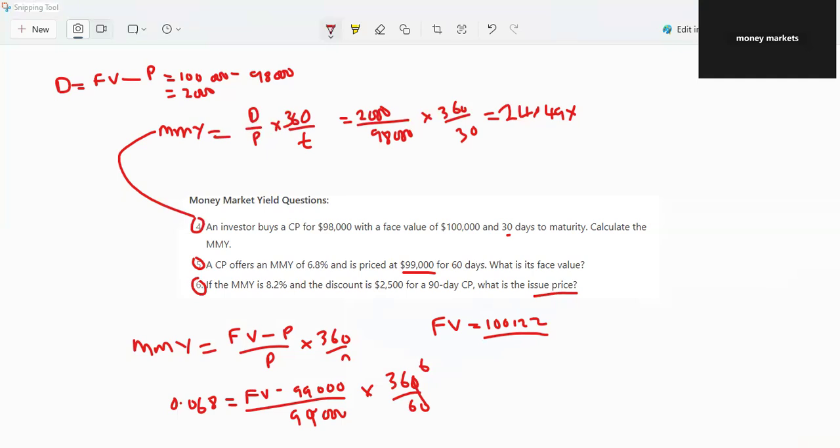So what are we given here? We're given the money market yield, which is 8.2%. Then we have the discount, which is 2,500, and maturity in years. So we want to calculate the issue price. So we go back to the same formula. What is the formula for the money market yield? Money market yield is discount over price times 360 over time. Okay.